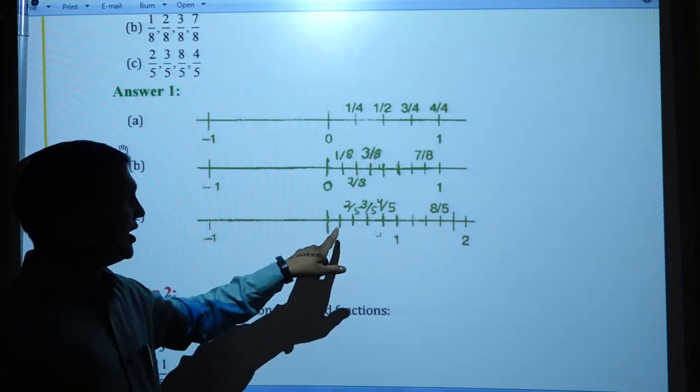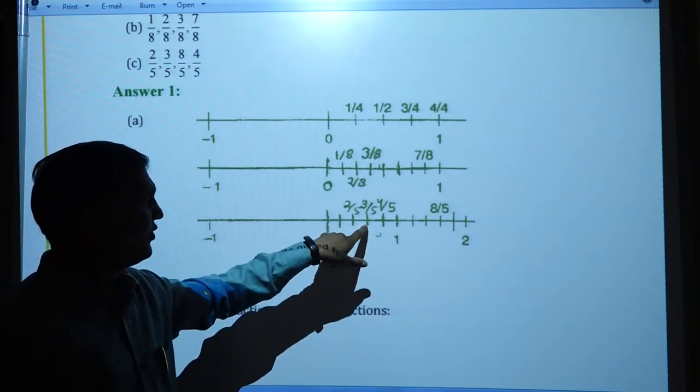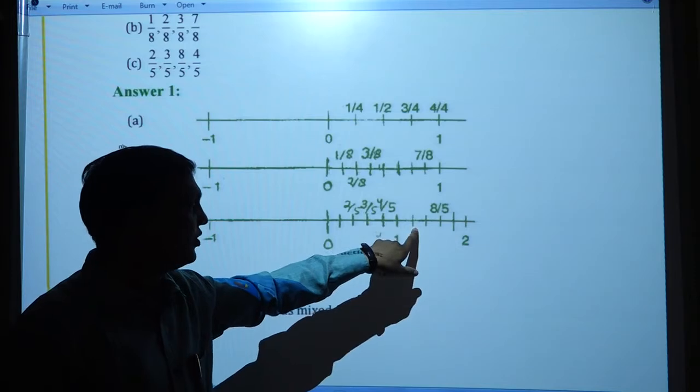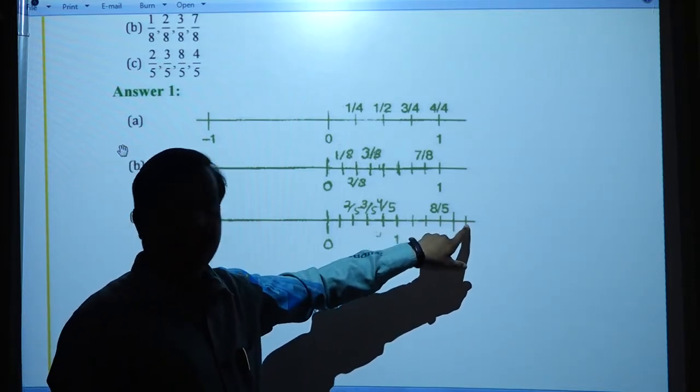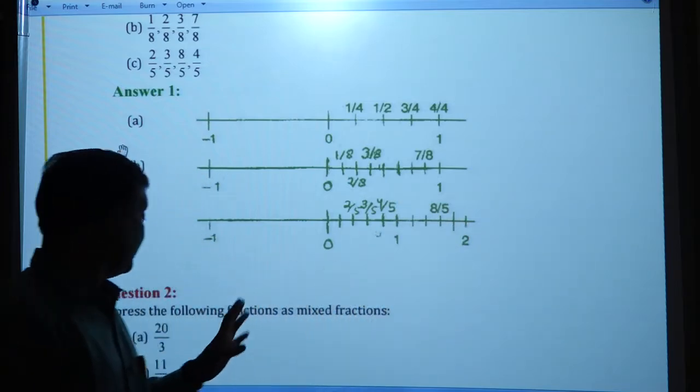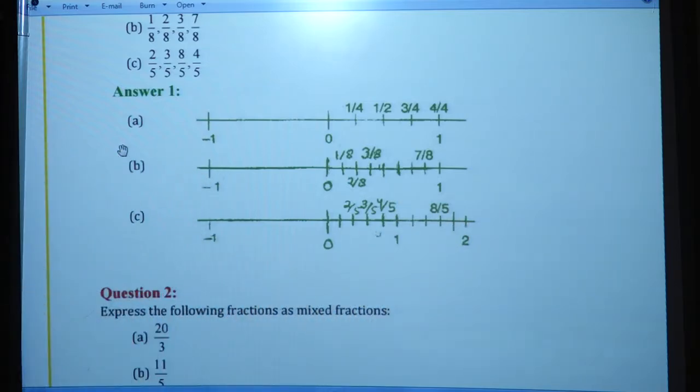Next number, 5 parts. 1 upon 5, 2 upon 5, 3 upon 5, 4 upon 5, 5 upon 5, 6 upon 5, 7 upon 5, 8 upon 5, 9 upon 5, 10 upon 5. Understood? Now we will go for the next question. What is the next question?